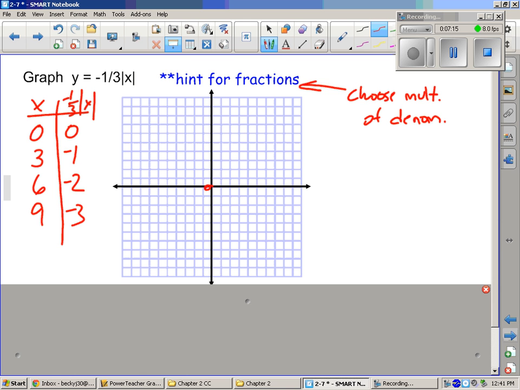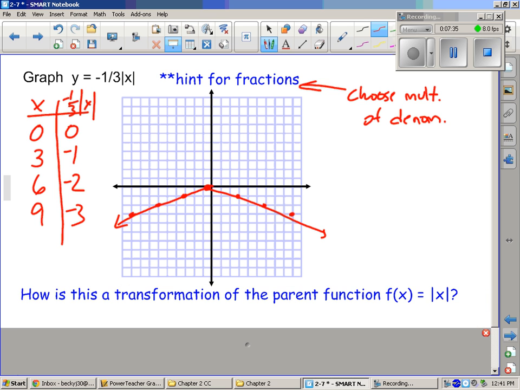So graphing (0, 0), (3, negative 1). We're doing something a little different. (6, negative 2), (9, negative 3). Then on this side, we do the same. And look how wide that graph is, and it's upside down. So we have to tell about those two changes.